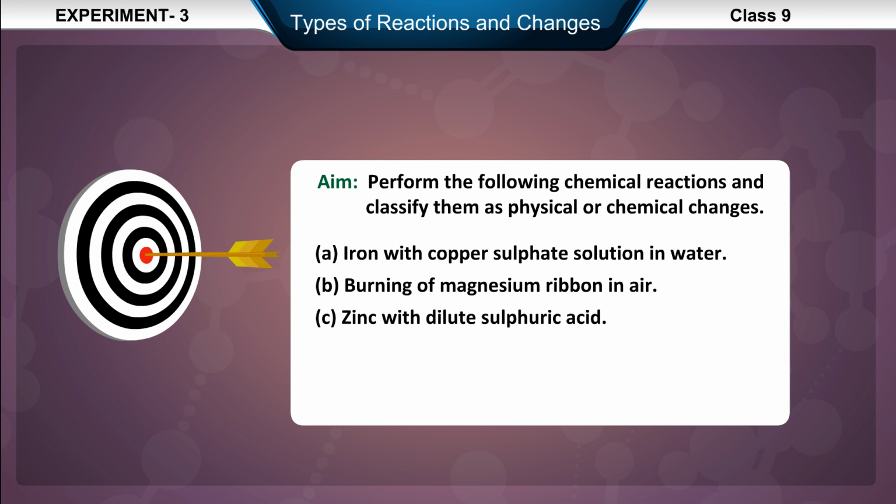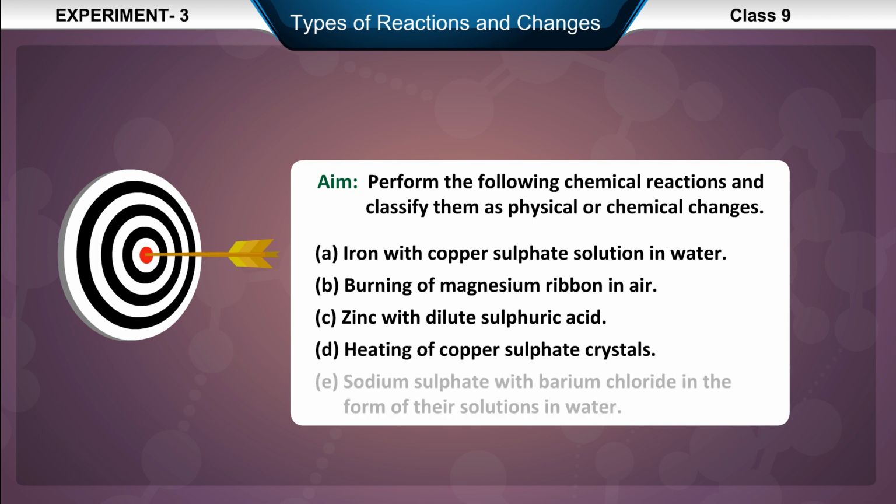C. Zinc with dilute sulfuric acid. D. Heating of copper sulfate crystals. E. Sodium sulfate with barium chloride in the form of their solutions in water.